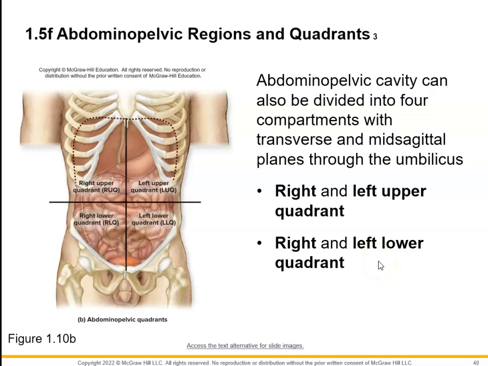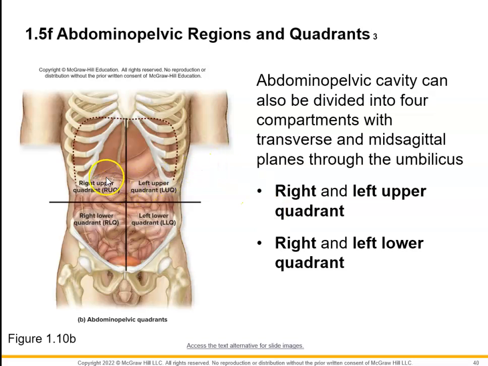A second way to divide the abdominopelvic cavity is into four quadrants, very simply named right and left, upper and lower. Now, if you can't figure this one out, we need to sit down and have a talk. But these are more commonly used clinically, or at least from what I personally have seen. But I want you to have an idea of the organs that are located in each of these four quadrants, not necessarily the nine regions.